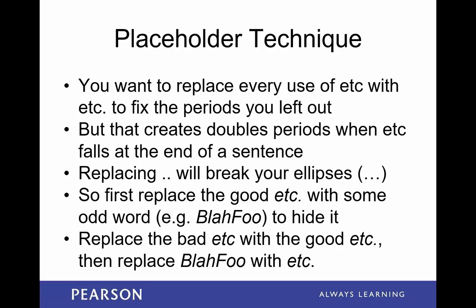So here's what we do. We use the placeholder technique. We go in and we replace the good Etsy periods with some placeholder, some odd word like blafu. That hides those so they're not visible. Then we go through and replace the bad Etsys with the correct Etsy periods. Then we go back and replace blafu with Etsy period, and then we're done.